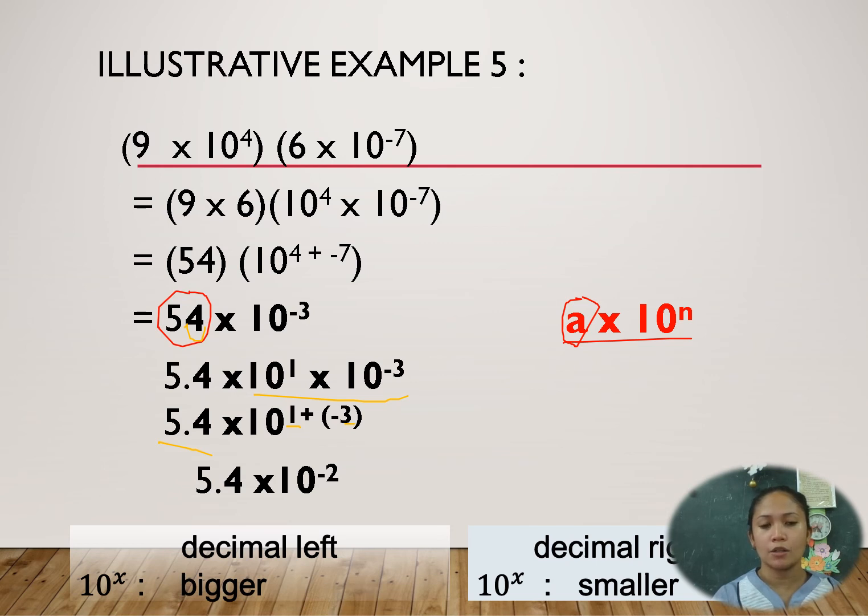Still, we are adding numbers with different signs. So we'll just subtract 3 minus 1 is equal to 2 and follow the sign which is farther from 0 in the number line. Which is farther? Is it 1 or negative 3? Of course, it's negative 3. So we'll follow the negative sign. So our final answer here is 5.4 times 10 to the power of negative 2.